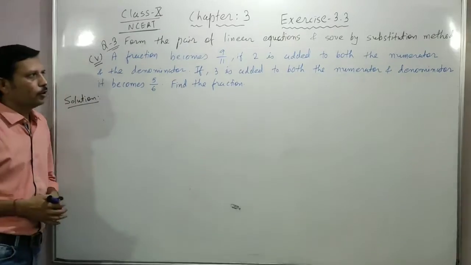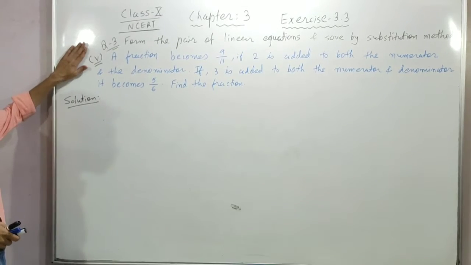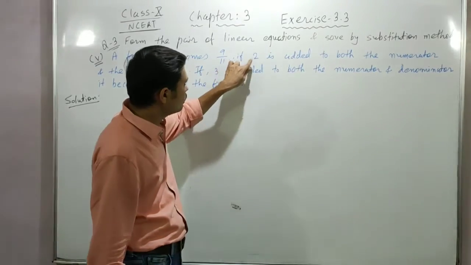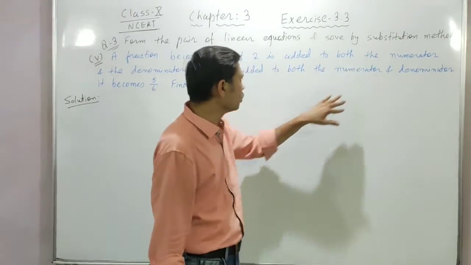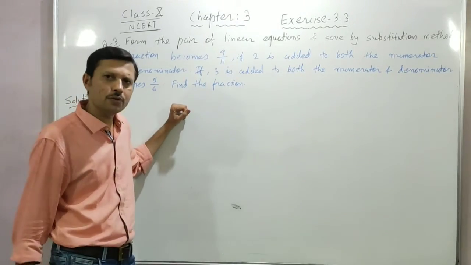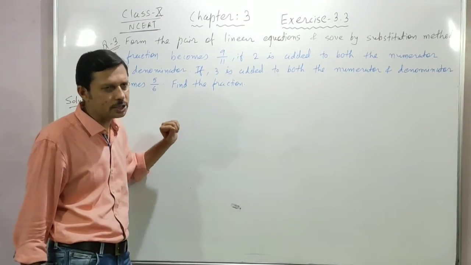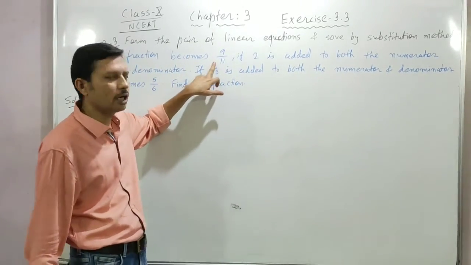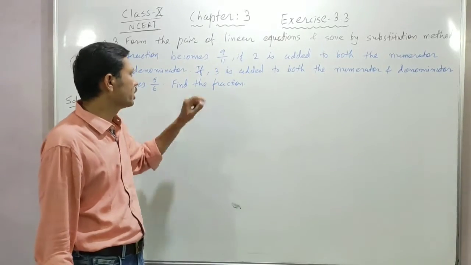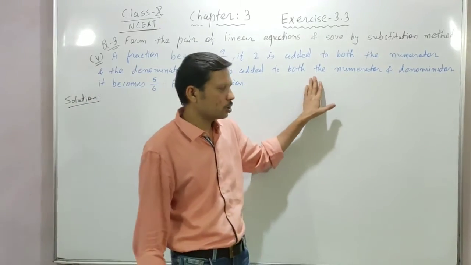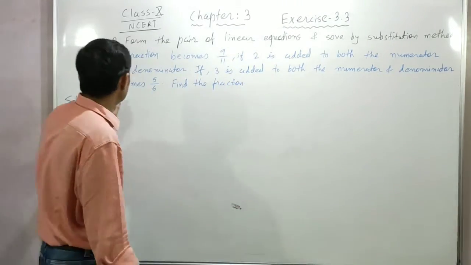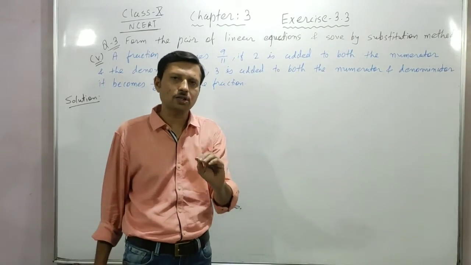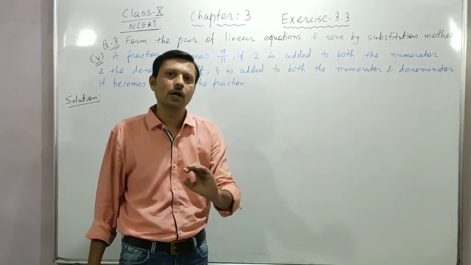Clear? Okay, bachcho. Now we are going to discuss about the question number 5. A fraction becomes 9 by 11 if 2 is added to both the numerator and the denominator. As we know that the fraction, we have the numerator and as well as denominator. If we added 2 to the numerator as well as denominator, so that fraction value becomes the 9 by 11. Second thing, if 3 is added to both the numerator and the denominator, so the fraction becomes 5 by 6. So find the fraction.